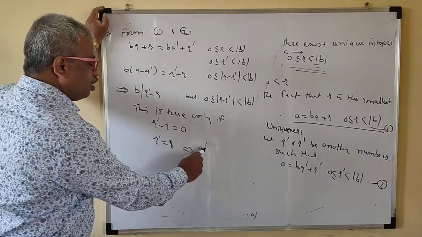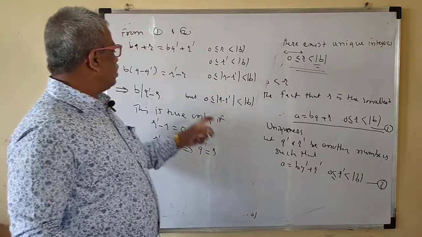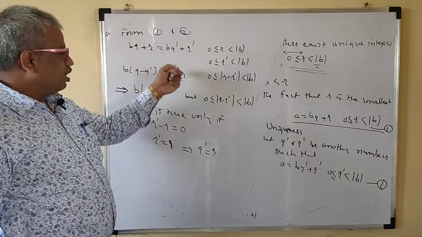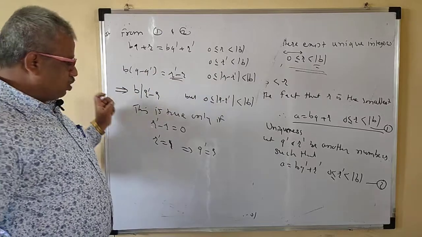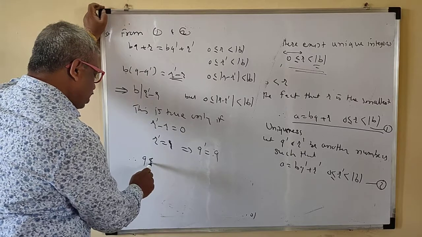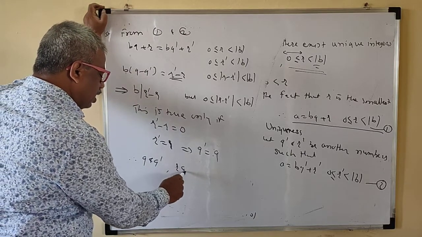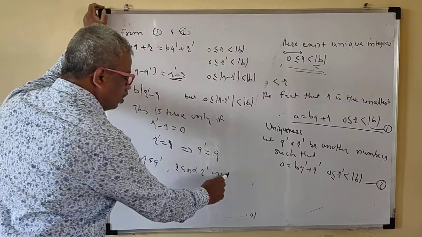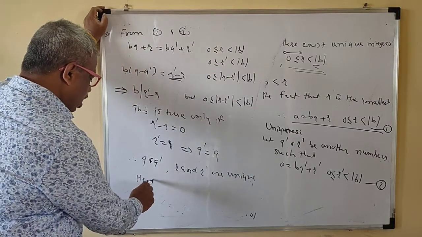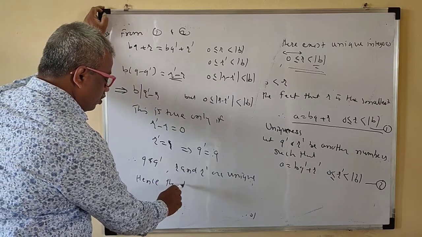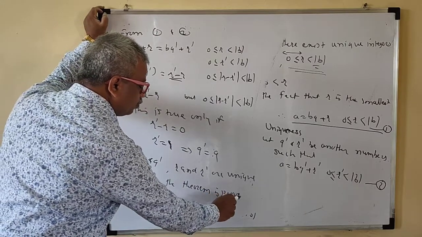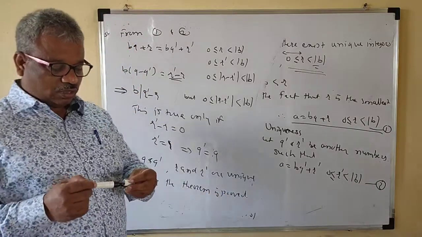This also implies that Q dash is equal to Q. Because if you put R equal to R dash, this will be 0. Now B is not equal to 0, so you can remove it. Q minus Q dash is 0, so your Q is equal to Q dash. Thus Q and Q dash, R and R dash are unique. Okay, hence the theorem is proved. So we have proved this division algorithm.